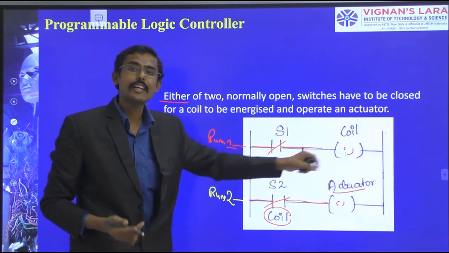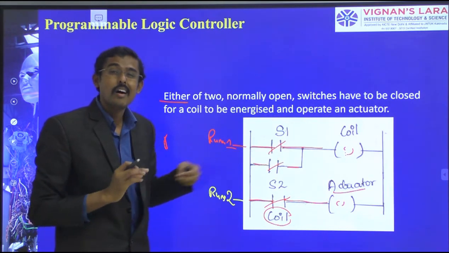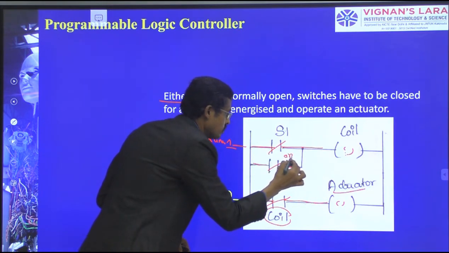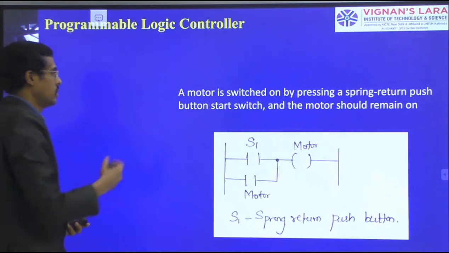So one output has been taken and given as an input, and it is operated. This coil can be activated with respect to the S1 switch or otherwise the S2 switch. This function is an OR function, connected in parallel. So this is one of the examples.